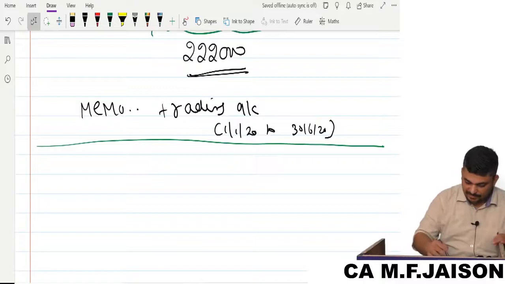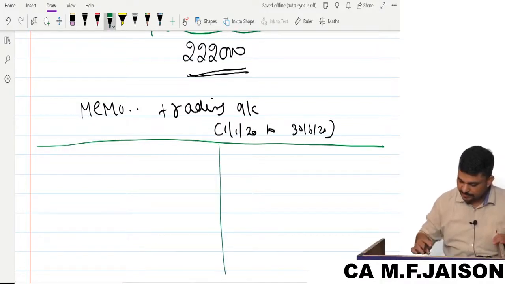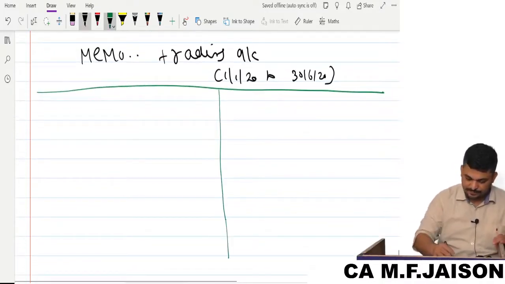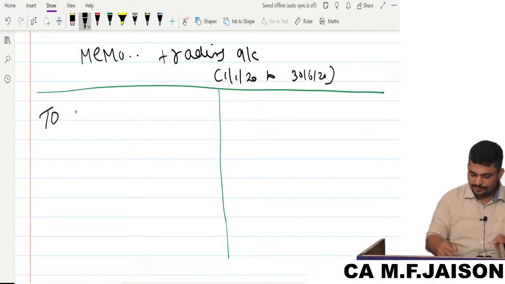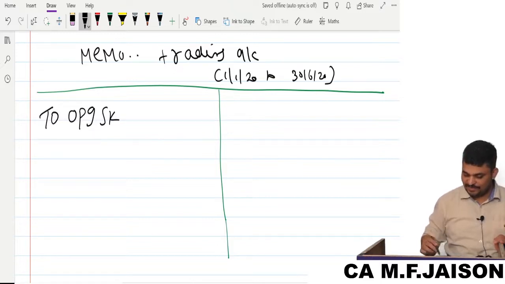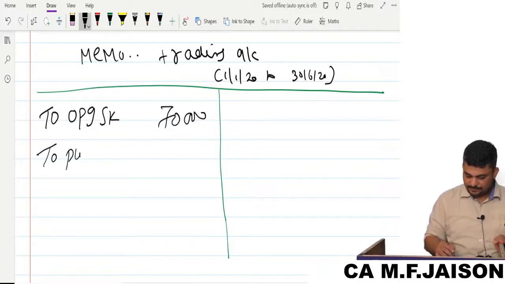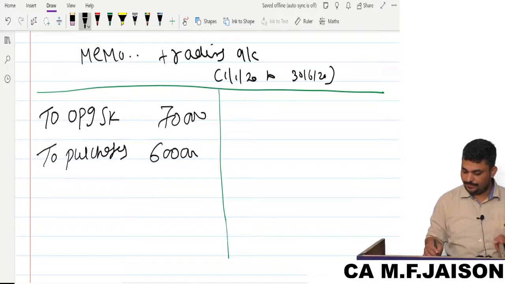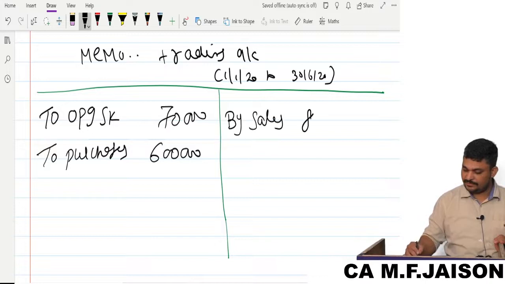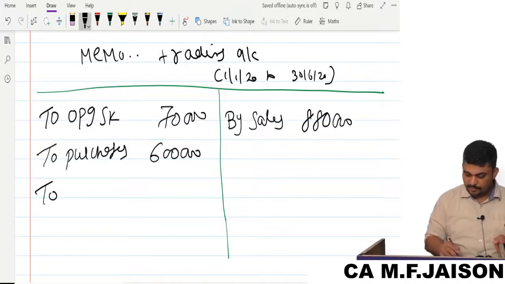So we have this information. Opening stock: how much is the opening stock? 70,000. To purchases, 6 lakhs. By sales, 8,80,000. Then to gross profit, refer working note.